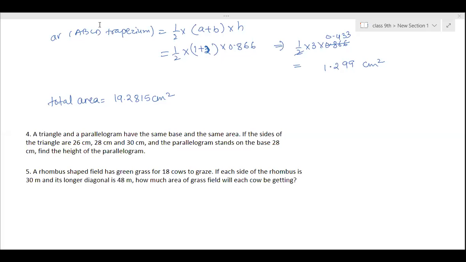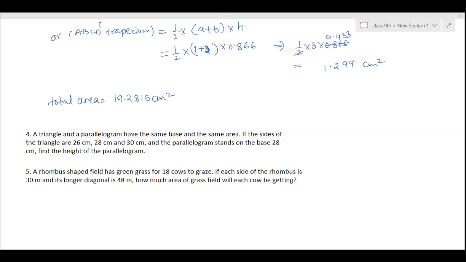Ma'am, for finding the area, we need the second diagonal, right? A rhombus-shaped field has grass for 18 cows. If each side of the rhombus is 30 and the longer diagonal is given, directly use the area. Don't use Heron's formula. Yes, ma'am, but for a rhombus we need half D1 D2, so we need the other diagonal. Base into height is also there, no?